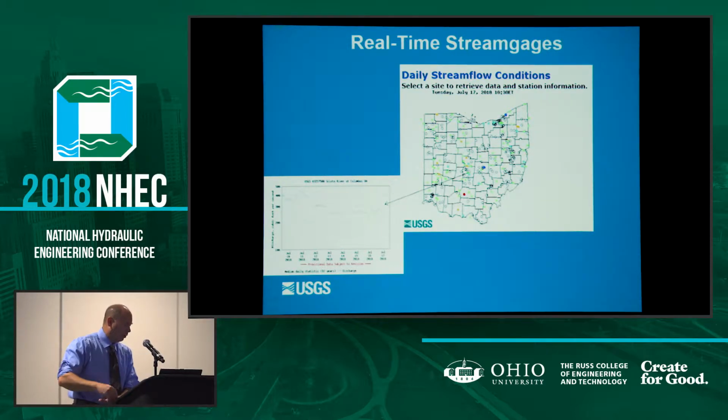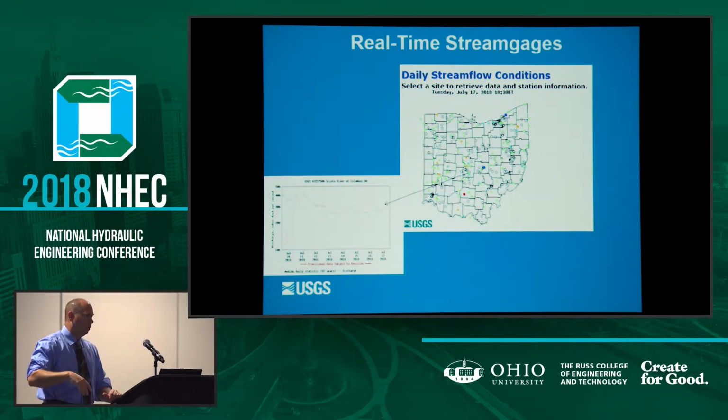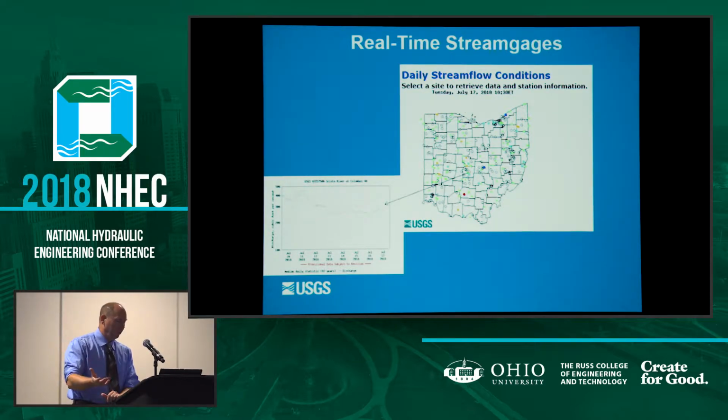I think I took this back in July, and flows were within the 50 percentile. But if you click on any one of these dots there, you'll be able to obtain the flow information or the stage information from that site.